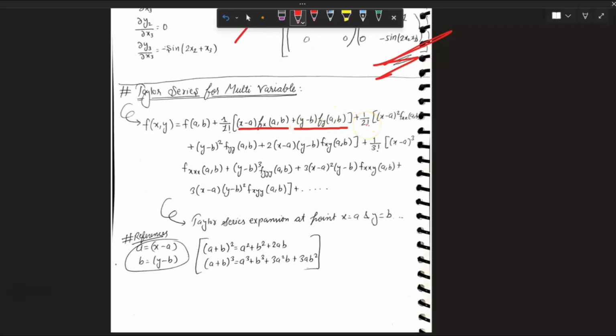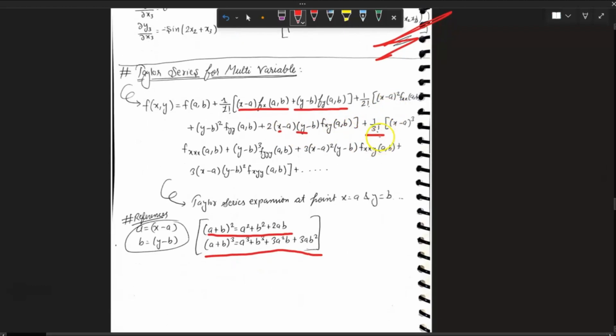Now see 2, so seeing this 2, you should remember this formula, (a plus b) whole square. And seeing this 3, you should remember this formula. Likewise you have to solve. Here it is a square, so (x minus a) square and f_xx, because x is squared, so xx becomes two times. Then b square, so b is y, so (y minus b) square f_yy(a,b), plus 2ab, so 2a is x minus a, b is y minus b, and the mixed term is xy, because here is x, here is y, so f_xy(a,b).